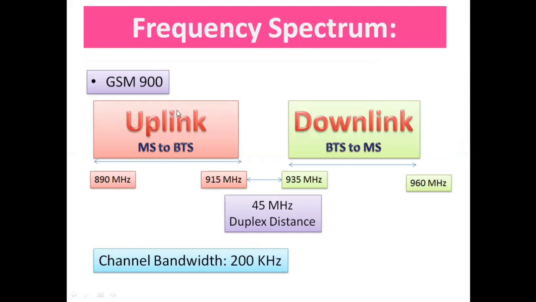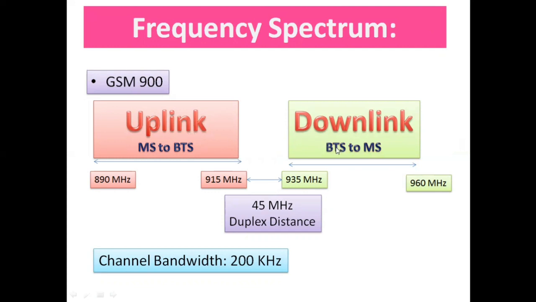The 915 megahertz band is used for uplink. Uplink means the frequency band used for transmitting from the MS to the base station, the BTS, base transceiver station. The uplink frequencies are different from the downlink frequencies. Downlink is from the BTS, base transceiver station, to the mobile station.